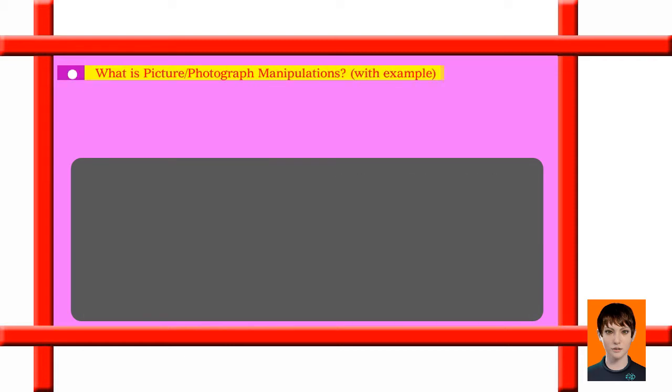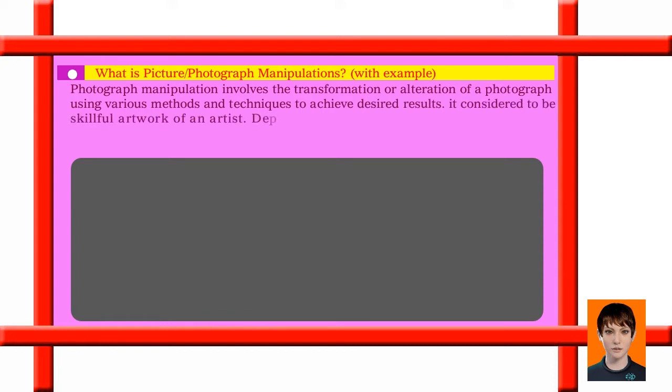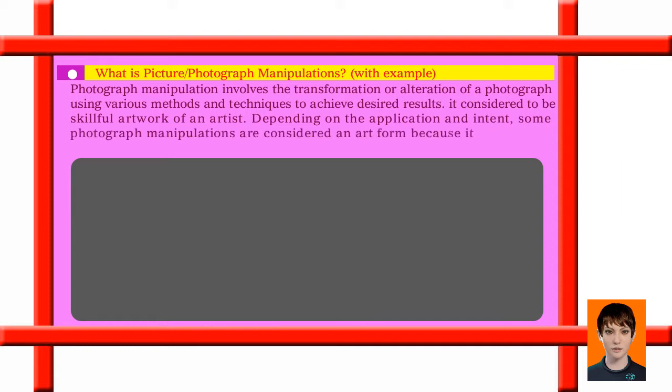What is picture or photograph manipulations? Photograph manipulation involves the transformation or alteration of a photograph, using various methods and techniques to achieve desired results. It is considered to be skillful artwork of an artist. Depending on the application and intent, some photograph manipulations are considered an art form, because it involves the creation of unique images by photographic artists.